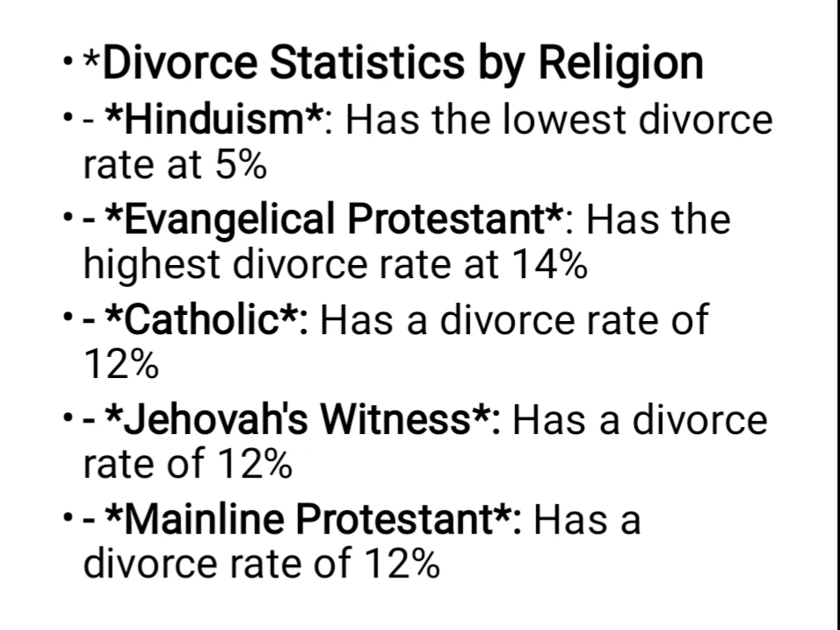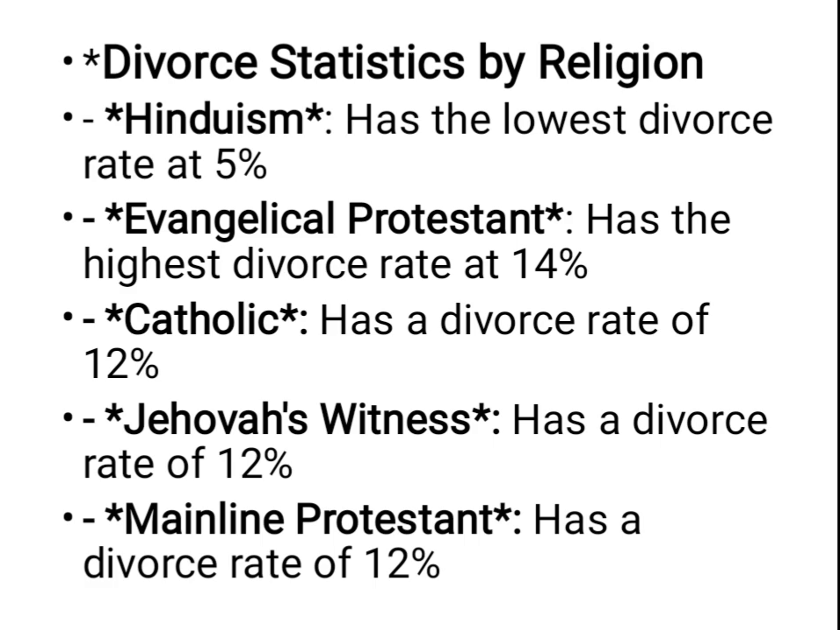Divorce statistics by religion. Hinduism has got the lowest divorce. In Hinduism, if hundreds of people get married, less than 5 are going to divorce. Christians, if 100 people get married, 14 are going to divorce. Those are evangelical, the Pentecostals and other Protestant churches. Catholic, out of 100, it is only 12 people that are going to divorce. Same like Jehovah's Witness, and also other mainline churches like UCZ and others. You find that it's 12% that are going to divorce.